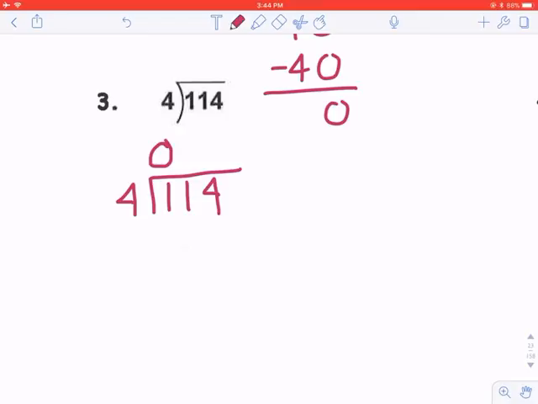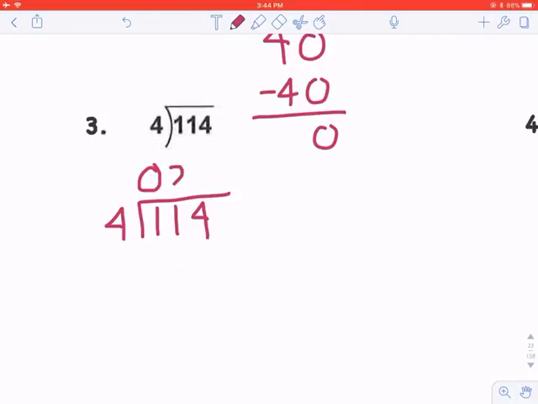When I go to the second column, now I'm looking at 11, the 11 right here. I needed help from the second column. 4 goes into 11 twice. 4 times 2 is 8. Subtract, you get 3. Bring down the 4.